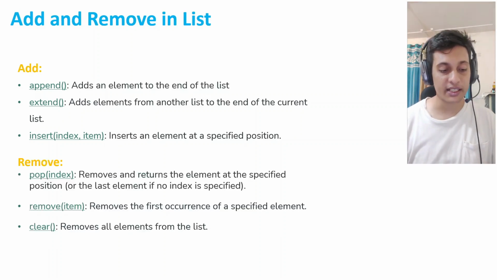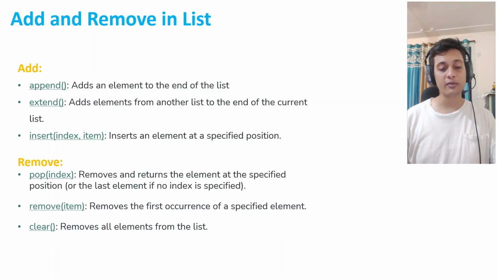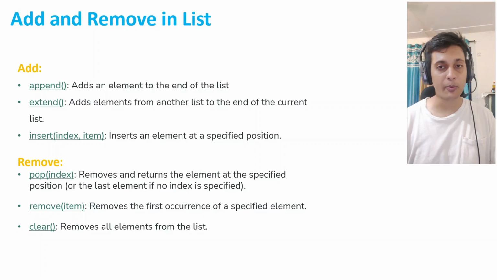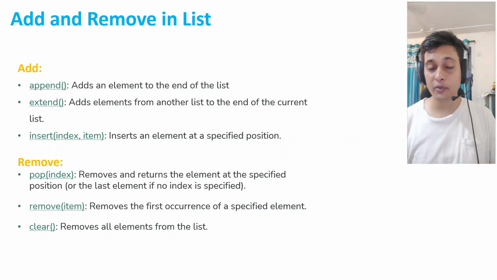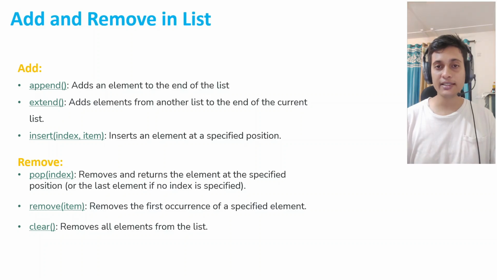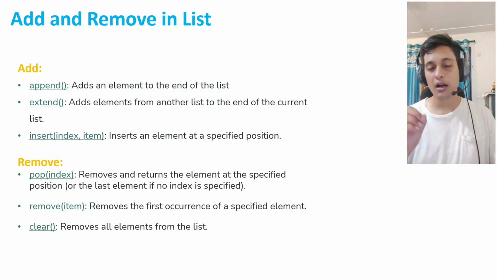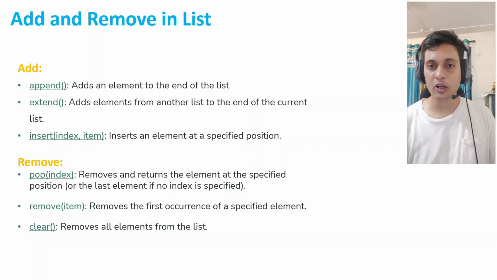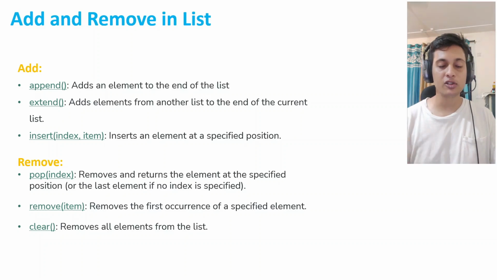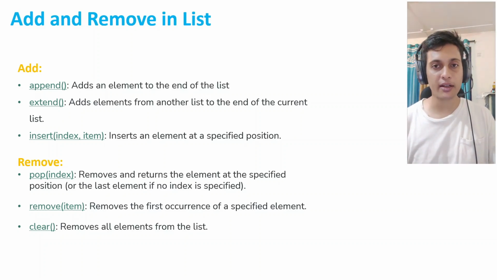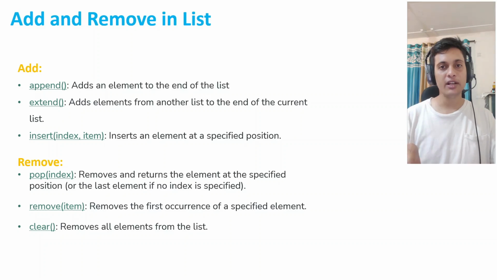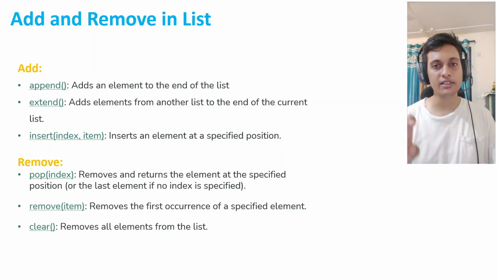Those are pop, remove, and clear. Pop removes and returns the element at a specific position. If we have provided the index, it will pop out the element at that index and return it to the program. If you haven't provided anything in place of the index, it will pop out the last element. For remove, let's say you have the list 1, 2, 3, and you use remove with 2 inside the brackets. It will remove that 2 from the list, and the remaining list will be 1, 3.